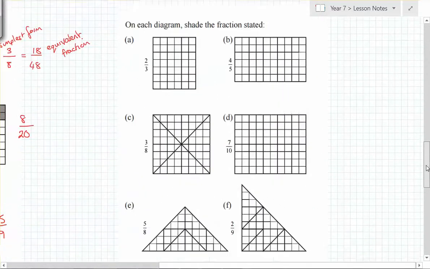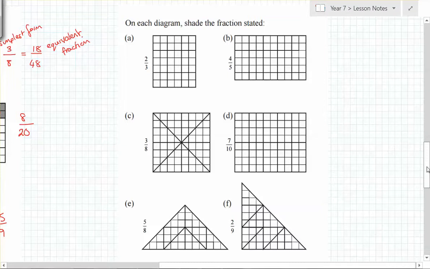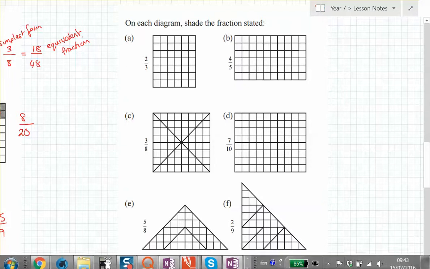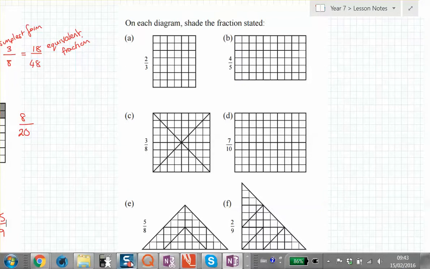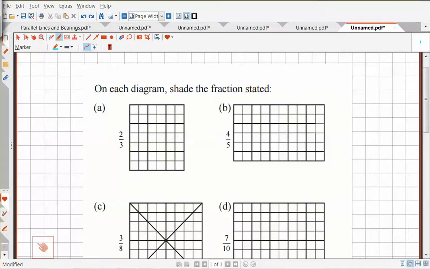Oh, we have to draw in? On each diagram, shade the fractions stated. So, I think this should work. Okay, so we've got these questions just to check again. You're going to come and do it on the board. Maybe you can do one each.